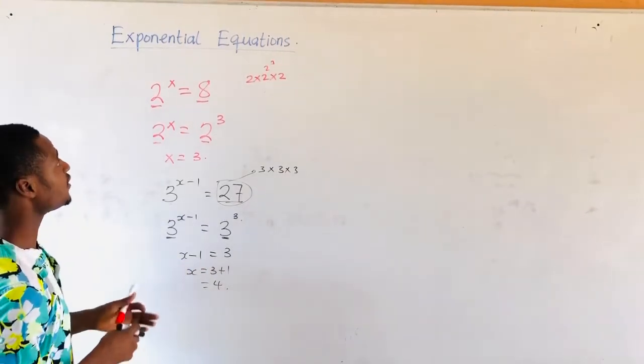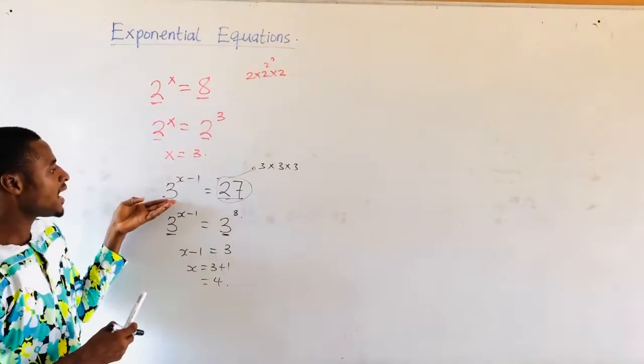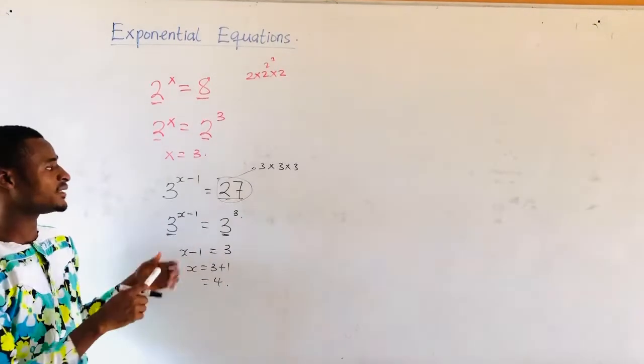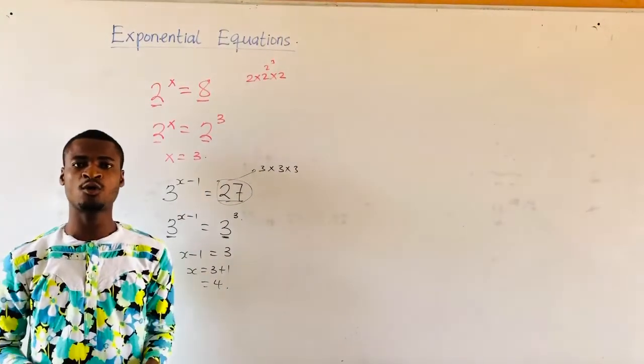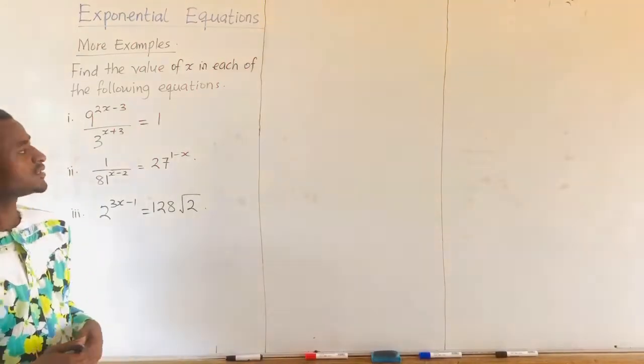Note that in solving exponential equations, the idea is to make sure that we have the same base and then we can equate the exponents to find the unknown variable. Let's take more complex questions under this. Let's go through these examples.